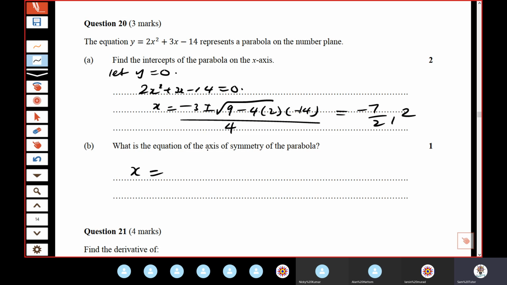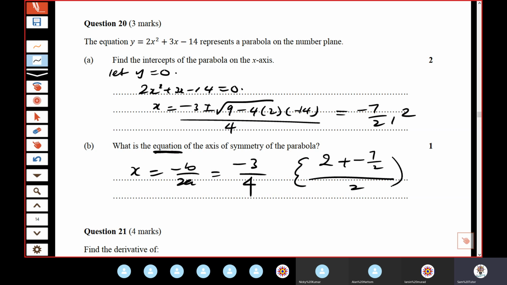The equation of the axis of symmetry, it's an equation. So if you just write the answer, it's wrong. It's going to be x equals minus b on 2a, which is minus 3 on 2 times 2, so minus 3 on 4. Another way you could have done it is 2 plus negative 7 over 2, divided by 2. So pretty much finding the average of these 2 points. That should also give you negative 3/4.